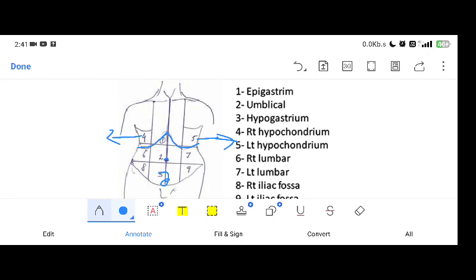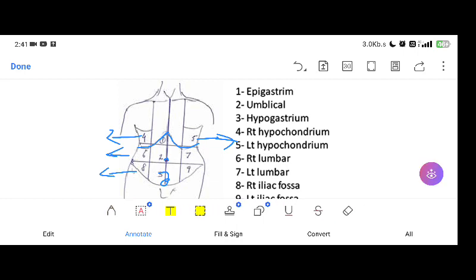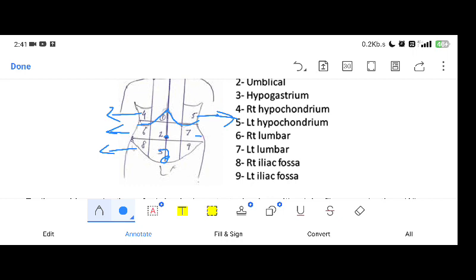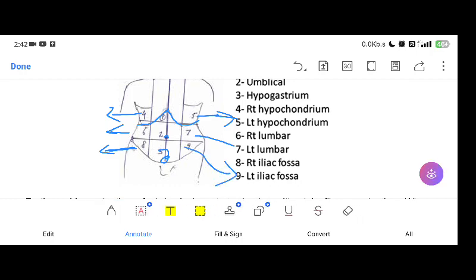Region 6 is the right lumbar region, region 7 is the left lumbar region, region 8 is the right iliac fossa, and region 9 is the left iliac fossa.